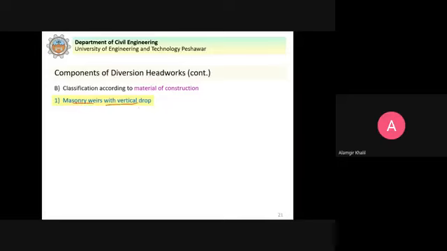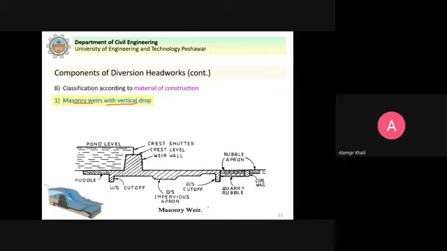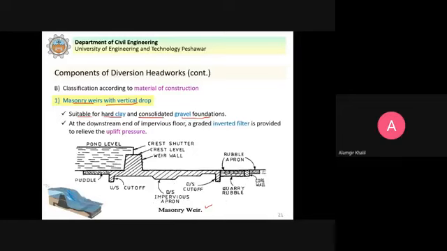Masonry weirs with vertical drop. So this is an example of a masonry weir, suitable for hard clay and consolidated gravel foundations. At the downstream end of the impervious floor, a graded inverted filter is provided. This is the impervious apron here, and this is the inverted filter here, clear? This inverted filter is provided to relieve the uplift pressure.